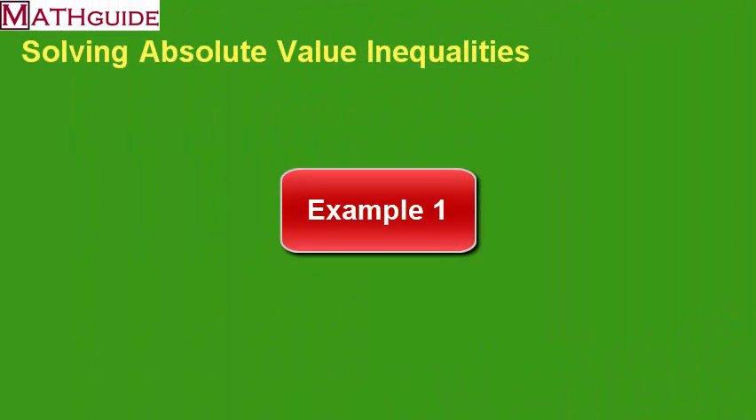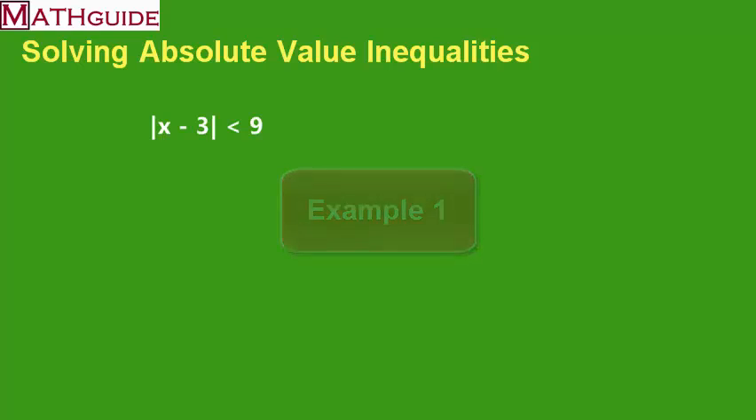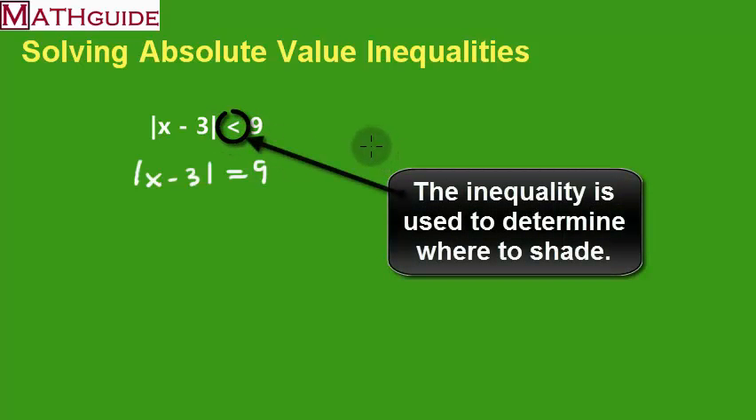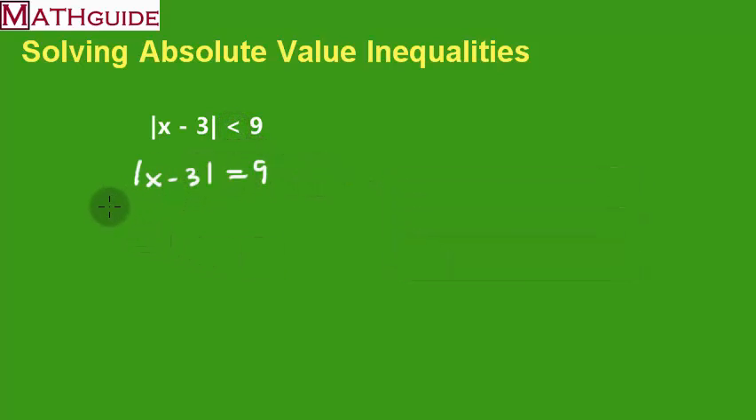Okay, let's look at our first example. You can see that this is a relatively simple looking problem. There's not much happening. There's just an absolute value, an inequality, and some value over there. So the first thing I would do is get the absolute value alone. Well, it's already alone on one side. So the next step is I create an equality. I don't change much except change this to an equality. The only time you really use the inequality is to determine where to shade on a number line, as you will see.